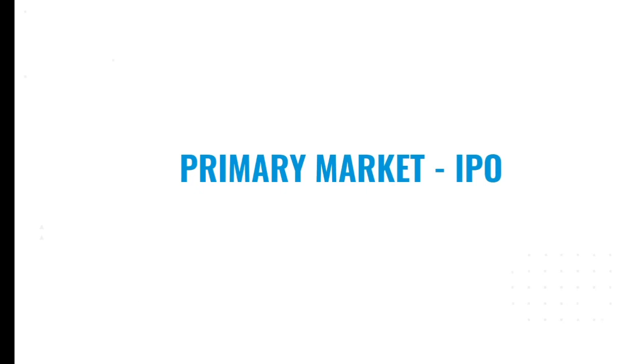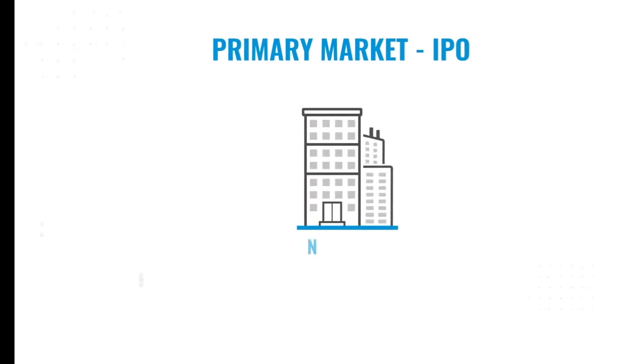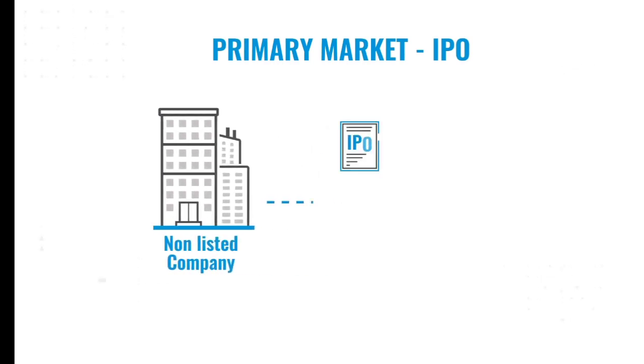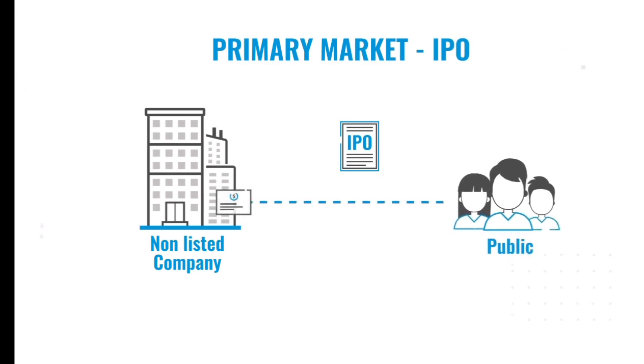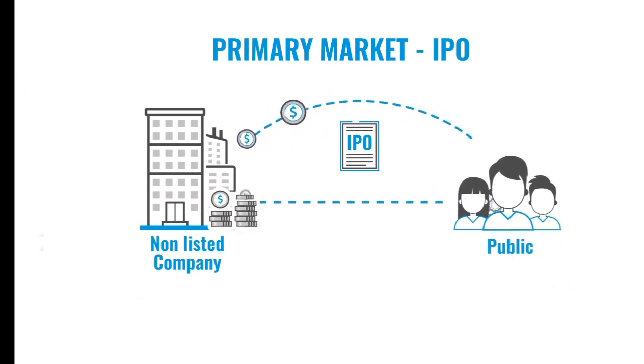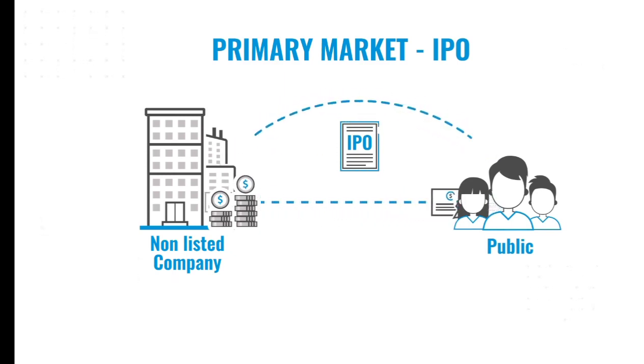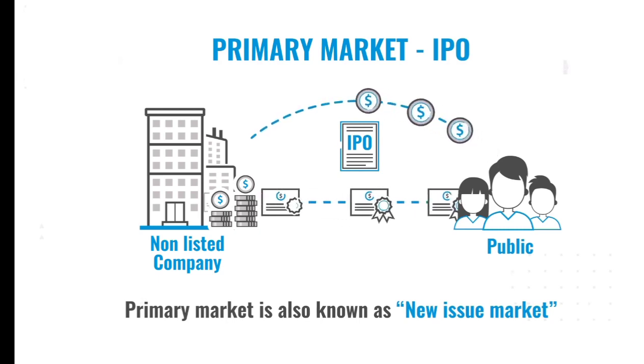Primary market and IPO. An IPO, or initial public offering, is when a company that is not listed on the stock exchange decides to raise funds through the sale of securities or shares to the public for the first time. It is done in the primary market. Since securities are sold for the first time here, a primary market is also known as the new issue market.